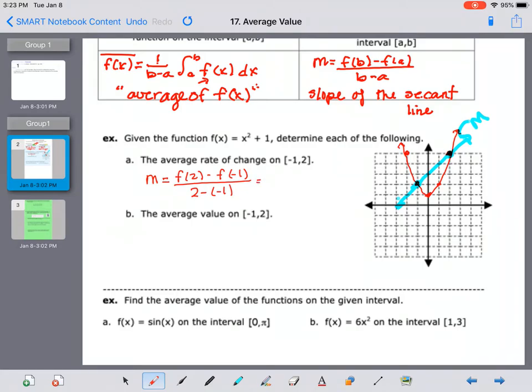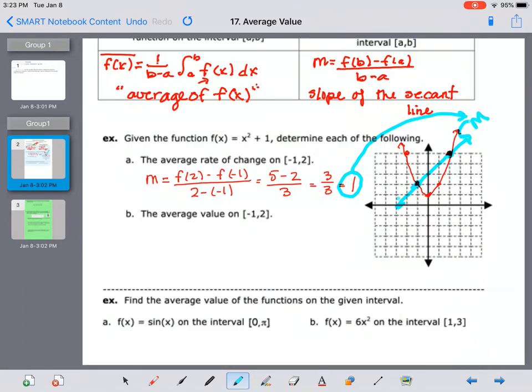Looking from the graph, we can either take the 2 and plug it into our equation to get 5, or we can look off our graph at -1, where we're equal to 2. And then of course over 3, this gives us 3 over 3, which gives us 1. And that value represents the slope of that line right there.